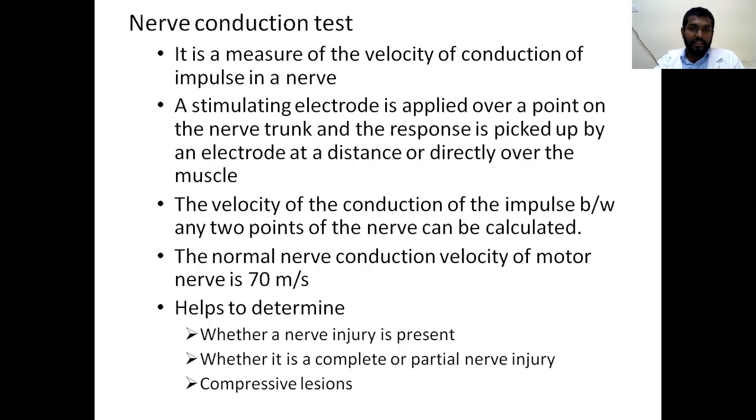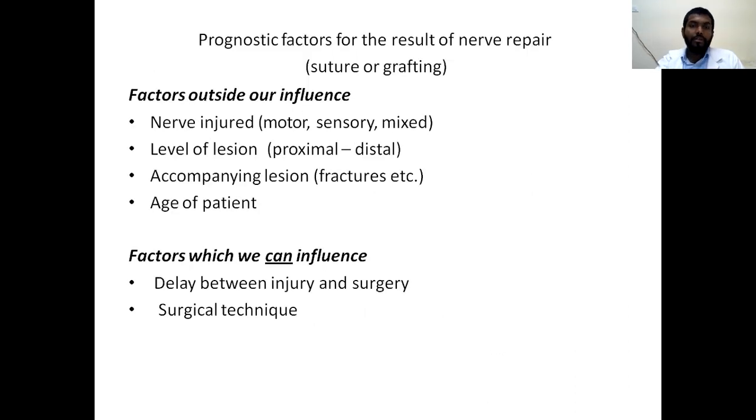What is your nerve conduction test? It is a measure of the velocity of conduction of impulse in a nerve. An electrode is placed over a point on the nerve trunk, and the response is picked up by an electrode at a distance or directly over the muscle. Now, between the 2 points, the velocity of conduction can be calculated. The normal nerve conduction velocity of a motor nerve is 70 meters per second. It helps to determine whether the nerve injury is present, whether it is complete or partial, and whether compressive lesions are present.